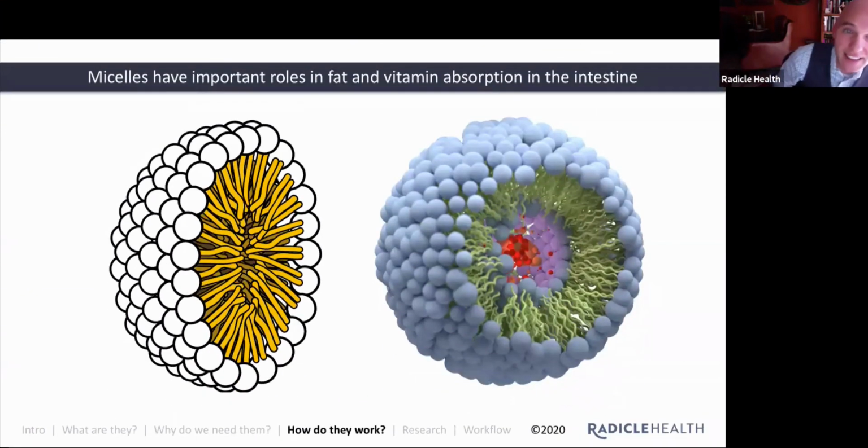So a micelle is a spherical structure in which all of the hydrophobic tails of the molecules hide on the inside. They're shielded from water by the hydrophilic heads that line the outside. And here are just a couple of illustrative examples about what these things look like. We actually make micelles in our bodies. They're really critical for fat and vitamin absorption in the small intestine, and we're going to talk a little bit more about this later.